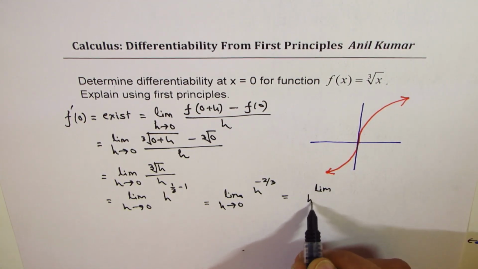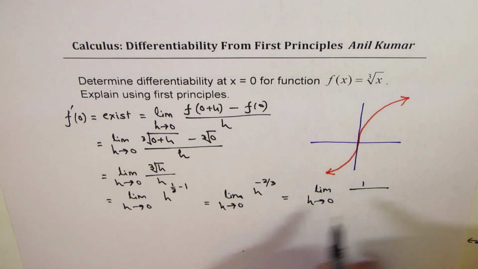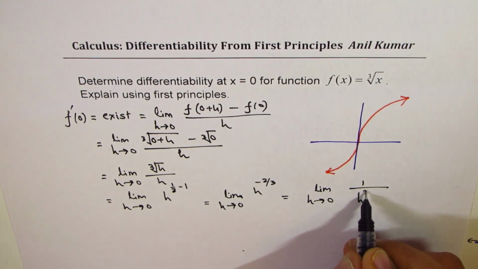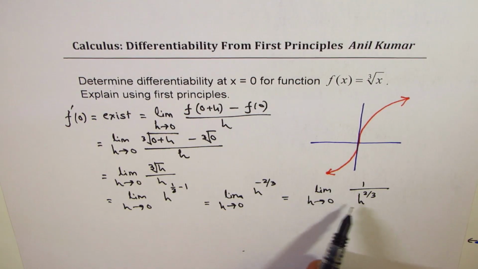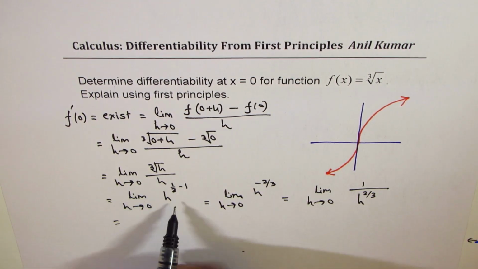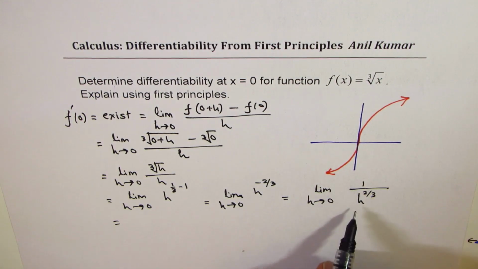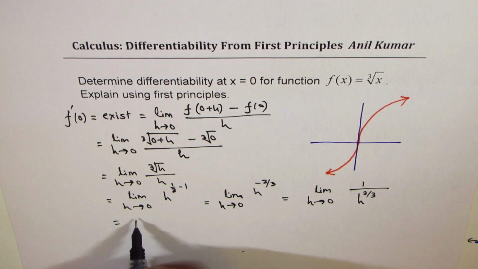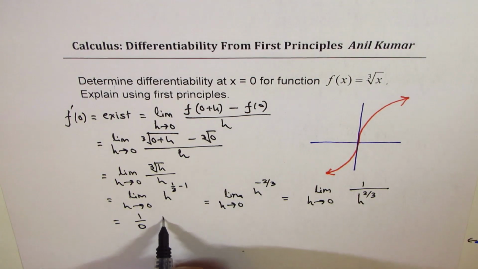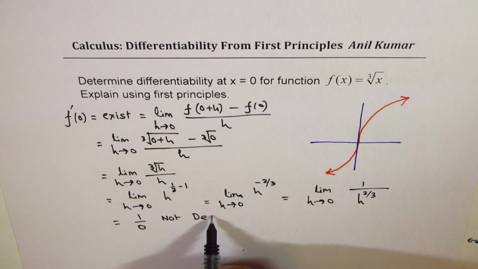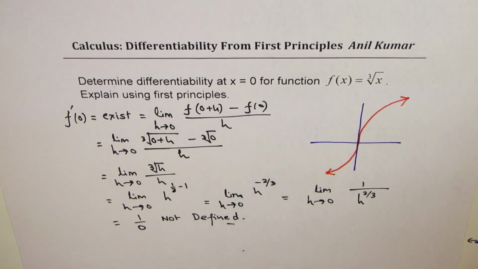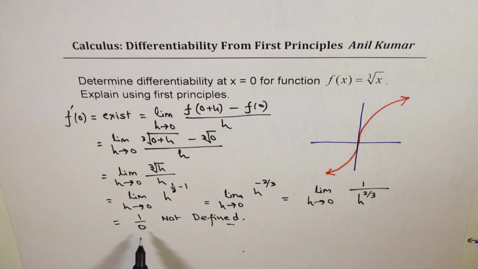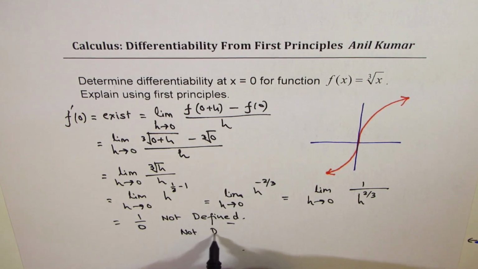So we could write this as limit h approaches 0, 1 over, this is negative power, so 2 over 3. Is it okay? So ultimately what you get here is that this limit is equal to 1 over h to the power of 2 over 3. So when h approaches 0, it is kind of 1 over 0, which is not defined. Correct? So that is what you get. Since it is not defined, we say the function is not differentiable.